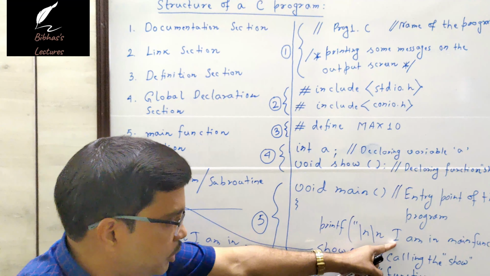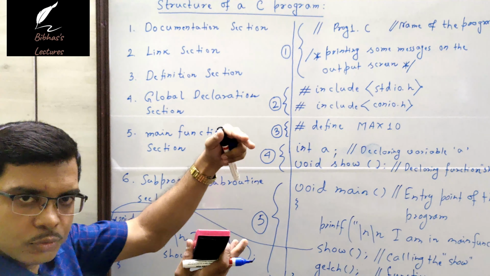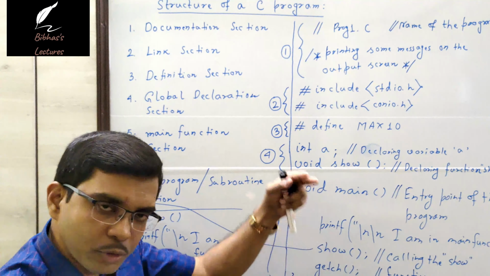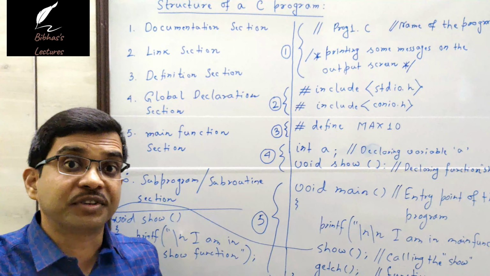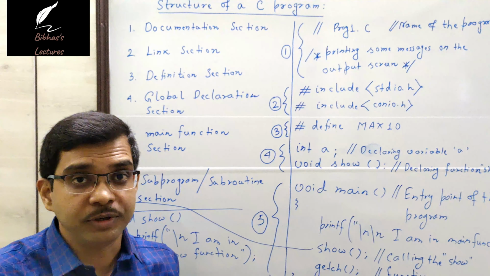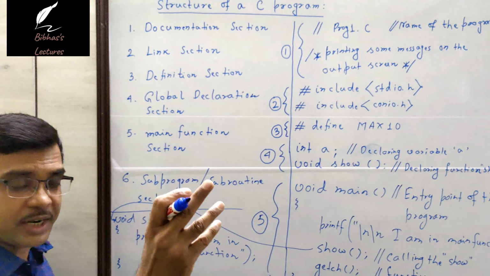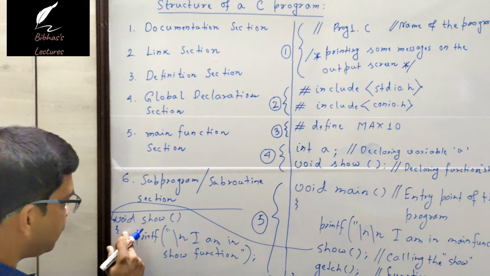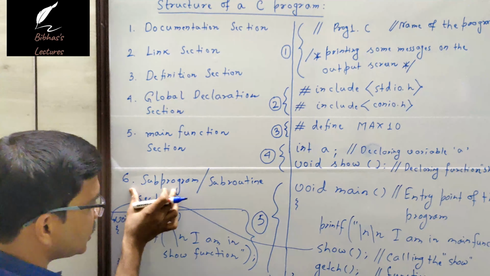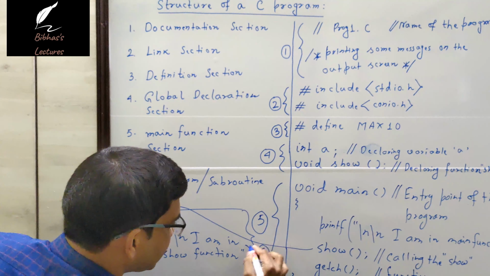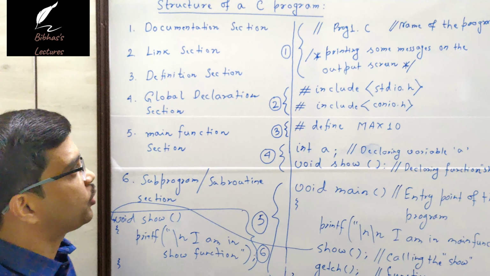In the output screen you will have two lines, I am in main function and then I am in show function. These two lines will be on the output screen, and getch will hold your output screen until you press any key on the keyboard. Once you press the key, it will return back to the editing screen. So this part is the subroutine section, and it is point number 6. So these are the basic structures of a C program.